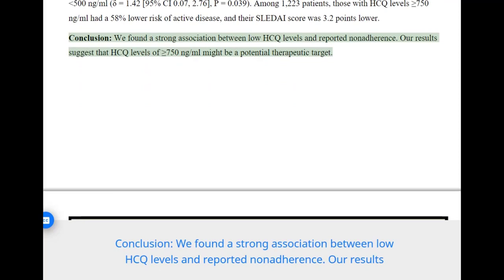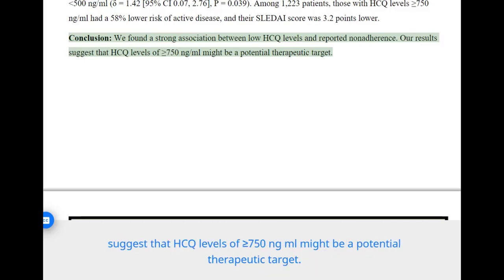Conclusion: we found a strong association between low HCQ levels and reported non-adherence. Our results suggest that HCQ levels of 750 ng/ml might be a potential therapeutic target.